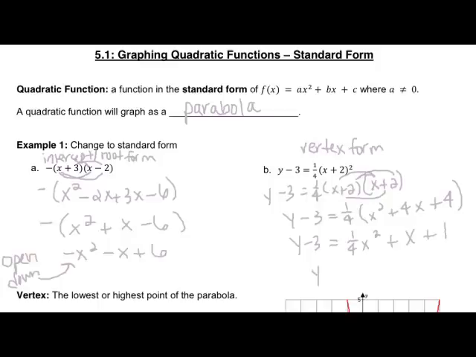And then I'm going to add 3 to both sides. So I get 1/4 x squared plus x plus 4. And again, we look at the coefficient in front of our x squared term. Since it is positive, this parabola is going to open up. So again, in order to graph in standard form, sometimes we need to rearrange our equation so that it is in ax squared plus bx plus c form. Again, the coefficient, or the a in front of our x squared term, tells us whether our parabola is going to open up or open down.